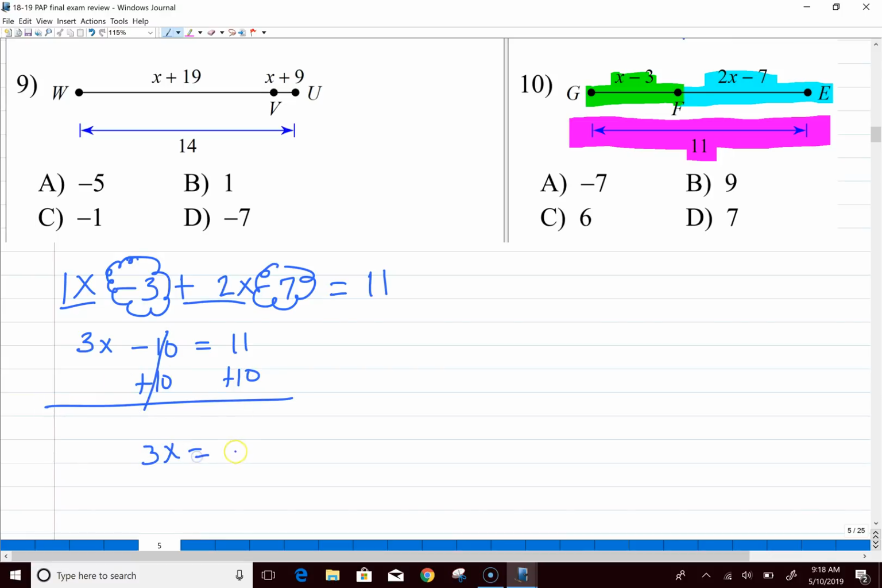3x is equal to 11 plus 10. That's 21 divided by the number 3. And 21 divided by 3 will give us 7.